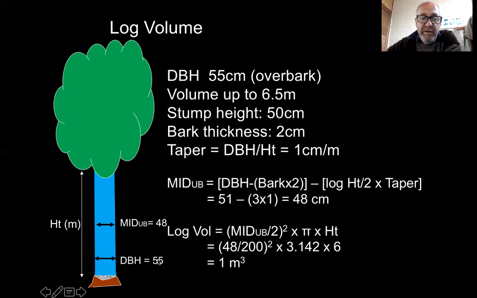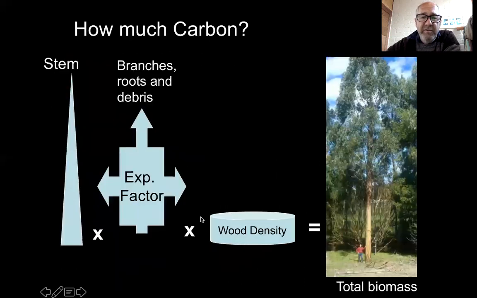You get 75 centimeter diameter, and suddenly the volume of that log will double to almost 2 cubic meters. That's because when you increase the diameter a little, you have a significant effect on volume, because you're squaring that relationship when you square the radius of the tree.